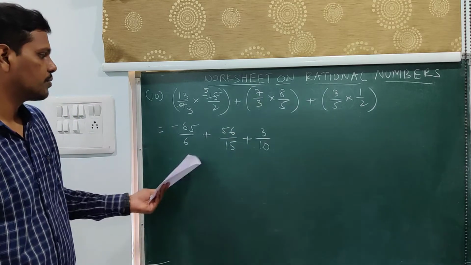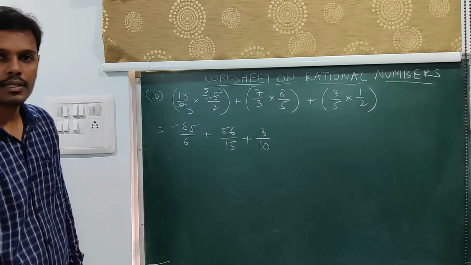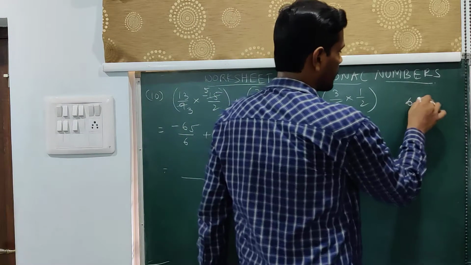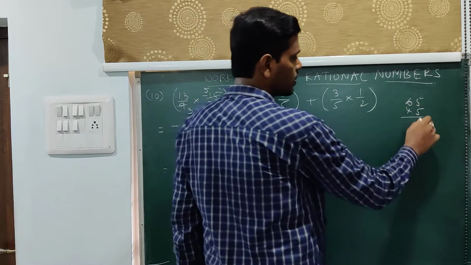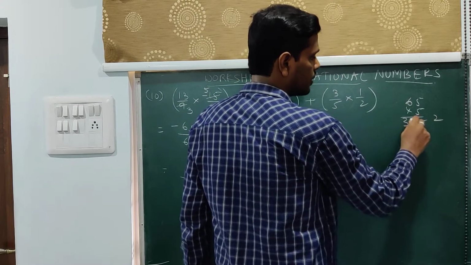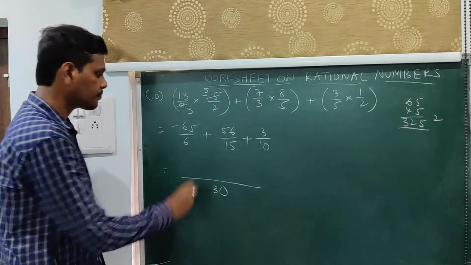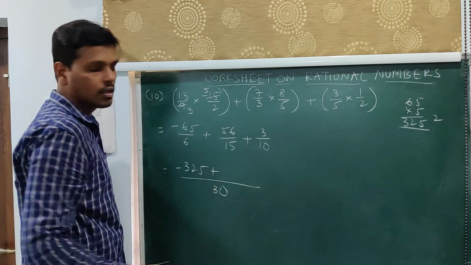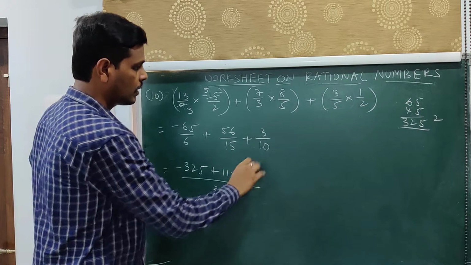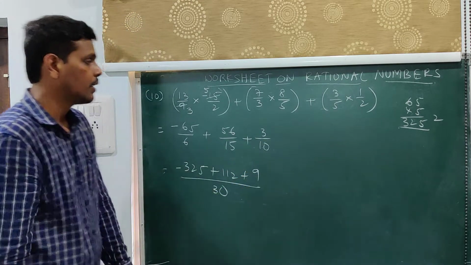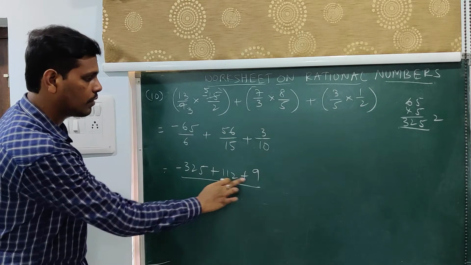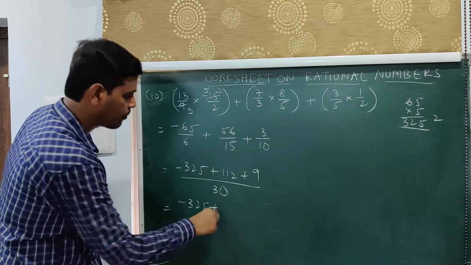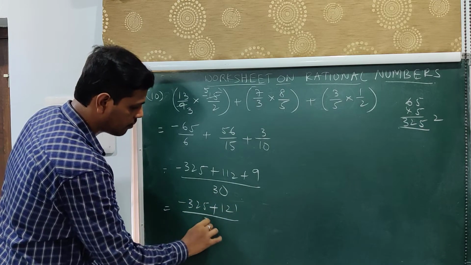So we look into the LCM of 6, 15 and 10. The LCM of 6, 15 and 10 is 30. 6 5s are 30, 65 into 5. 5 5s are 25, 2 6s are 30, 32, so that is 325. Next, 15 2s are 30, 56 2s is 112. 10 3s are 30, 3 3s are 9. Now 112 and 9 both are of same signs. You'll add them. Minus 325 plus this is 121 by 30.